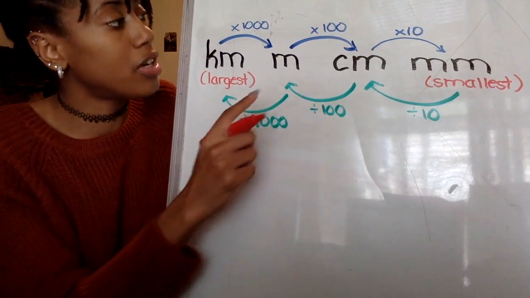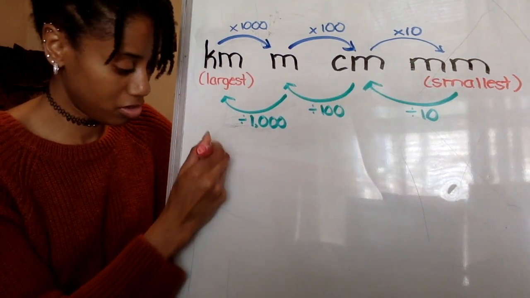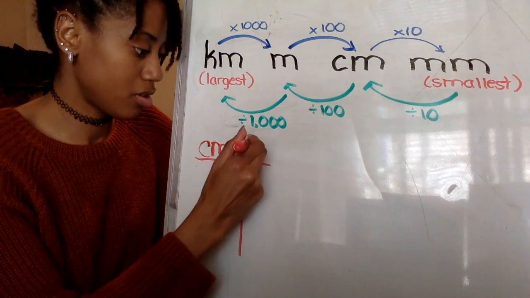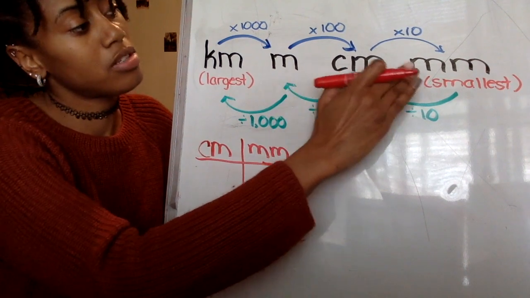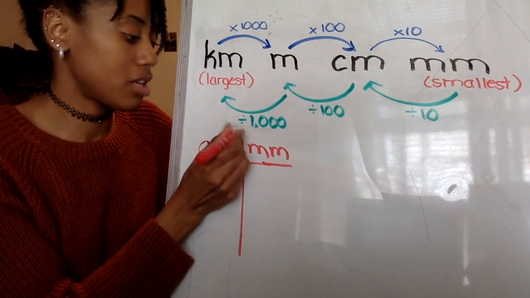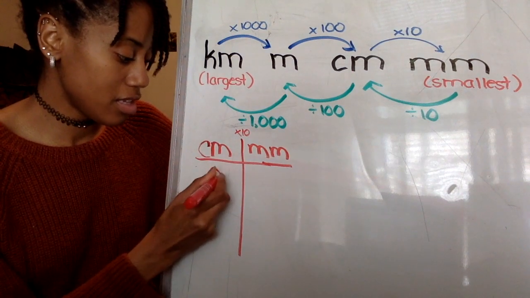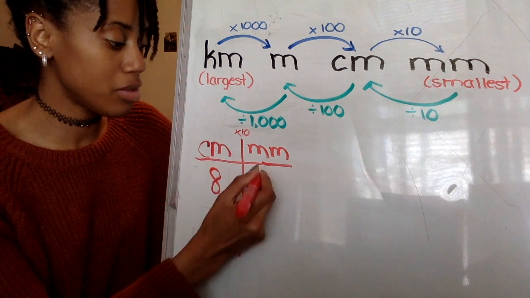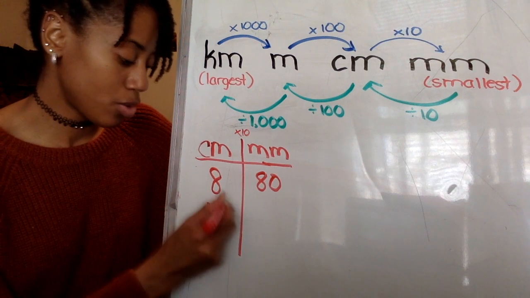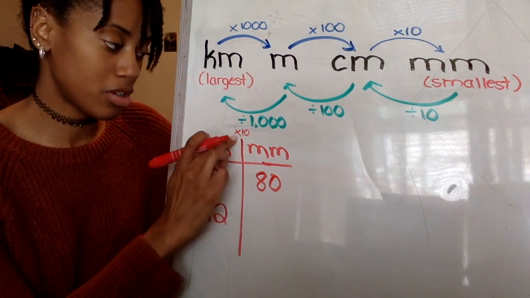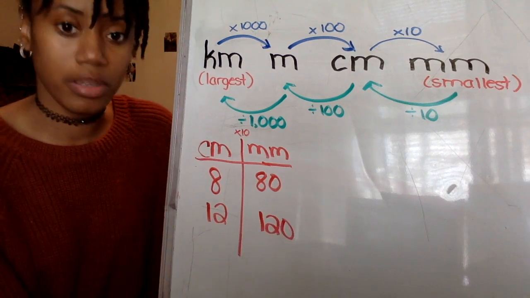Now if we wanted to go from centimeters to millimeters, we need to multiply by 10. So 8 centimeters is equal to 80 millimeters. 12 centimeters, we're going to multiply that by 10, is equal to 120 millimeters.